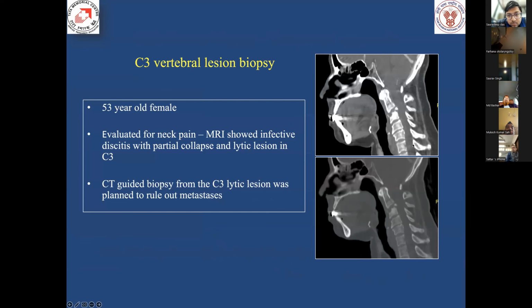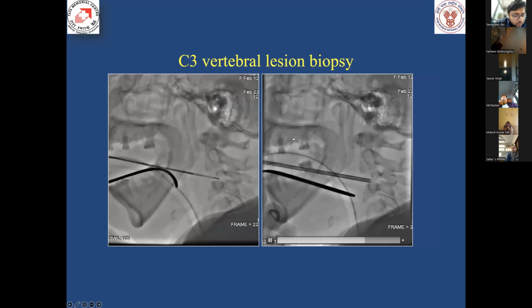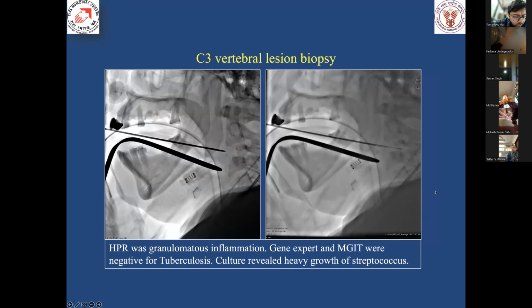Another patient of this, you can see there is destruction of the C3 vertebra. The initial suspicion was some metastasis, which is causing the collapse of the vertebra. Again, under fluoroscopy, we targeted the destroyed vertebra, and the histopathology came out to be granulomatous inflammation, negative for TB, but it showed streptococcus, and the patient was started on treatment accordingly.